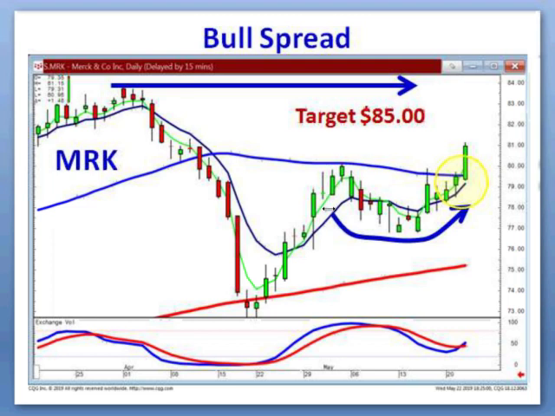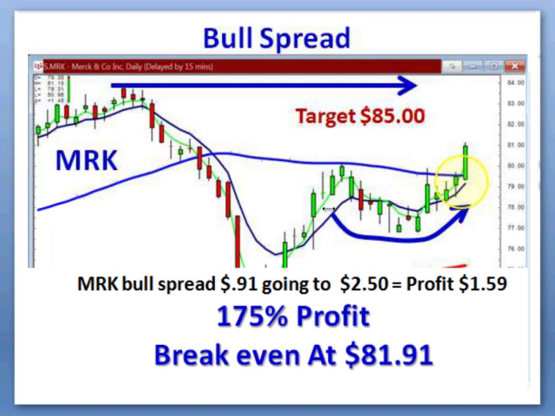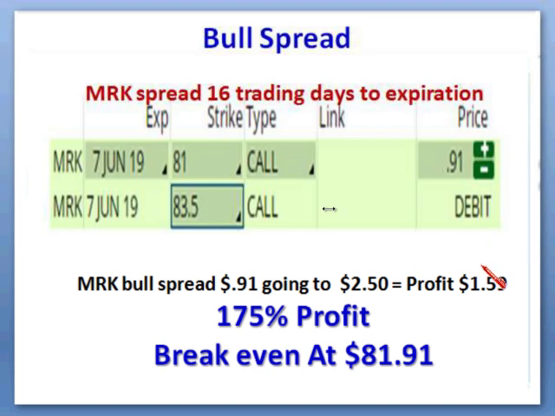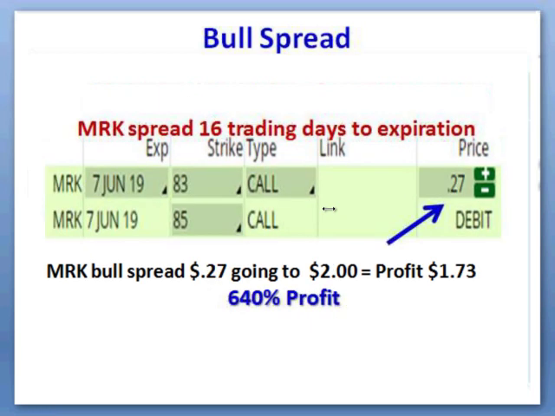So if my assessment is the market's heading up and I see a breakout and I think my first target is up here, again, if I bought a spread, eliminate. Oh, I could buy the calls.